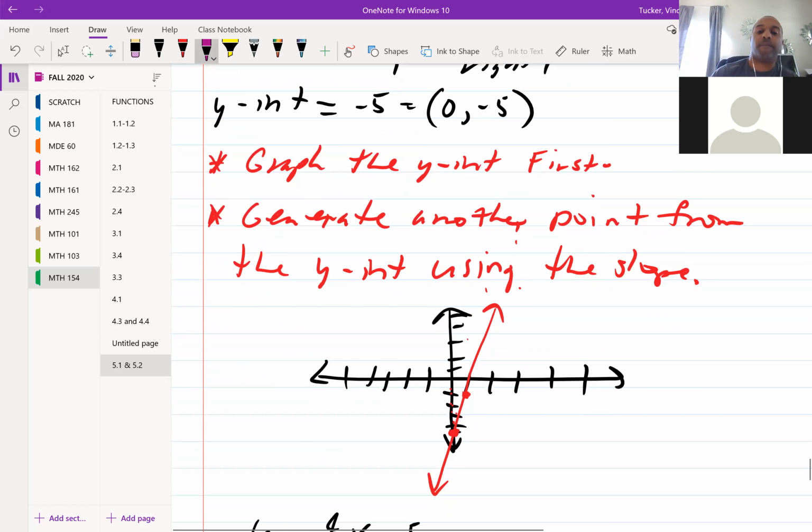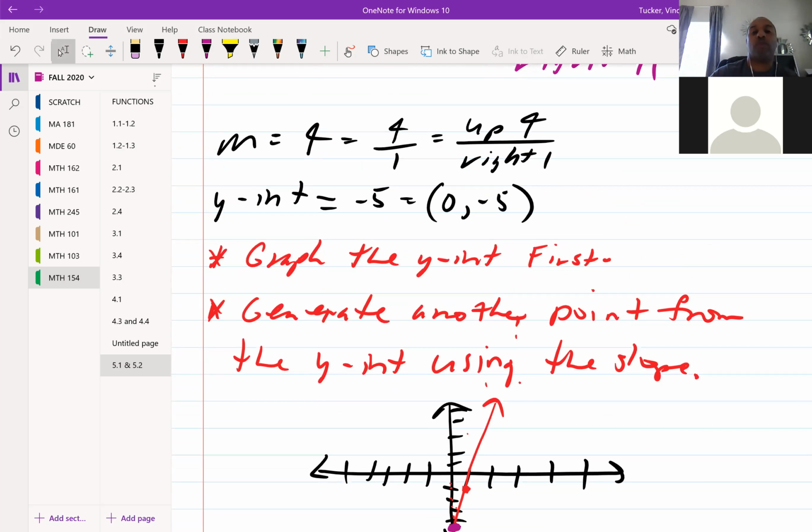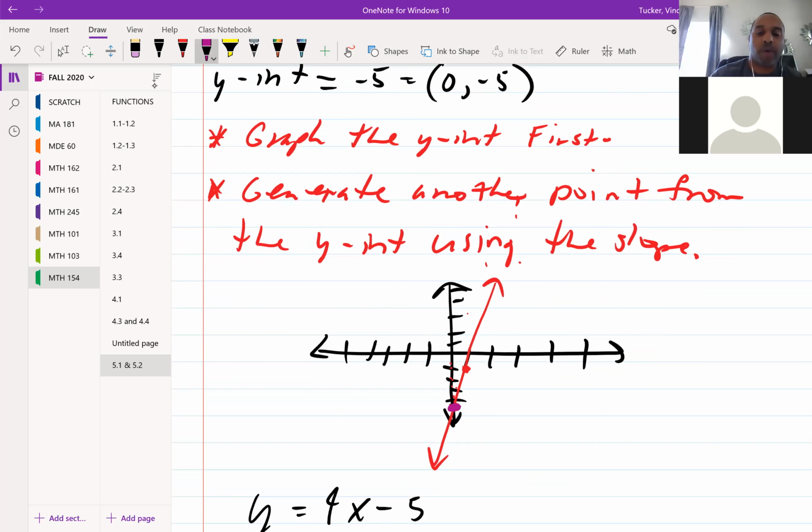So we'll do that. So graph the y-intercept first, which is 0, -5. That's right down here. Go down your y-intercept 5. Then from your y-intercept, my instructions are to go up 4, right 1. So from the y-intercept, I go up 4 and then right 1. And that will be my line, my 2 points.